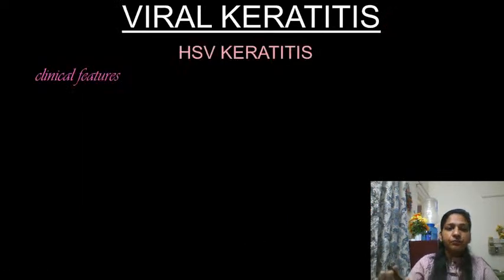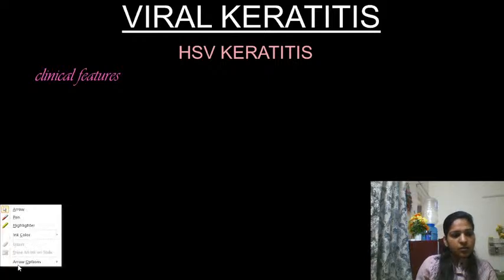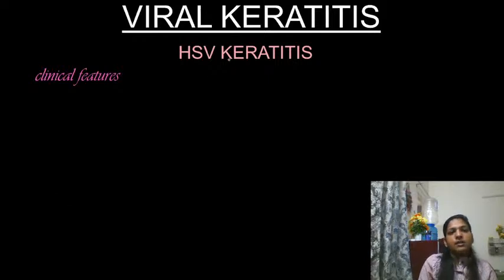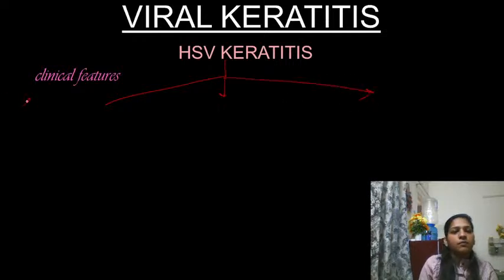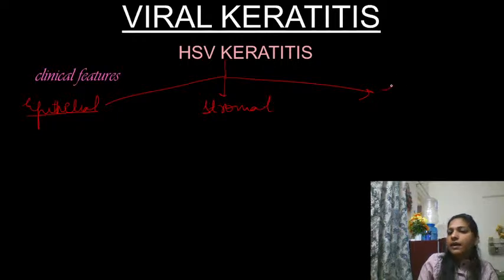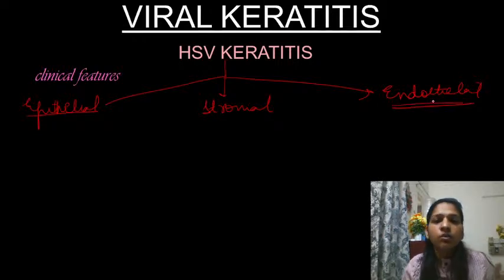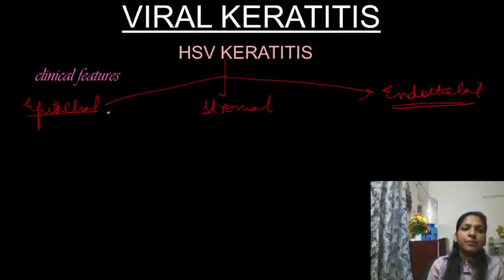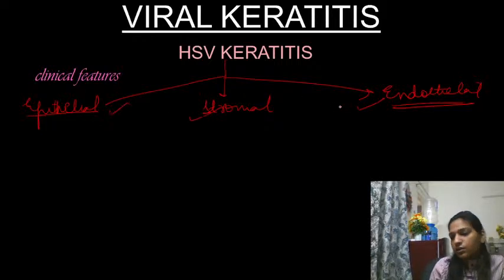Now coming on to the HSV keratitis. Now there are three components of HSV keratitis. We'll discuss it under three components: epithelial, stromal and endothelial. We'll discuss the presentation of viral keratitis under three headings: epithelial, stromal and endothelial.